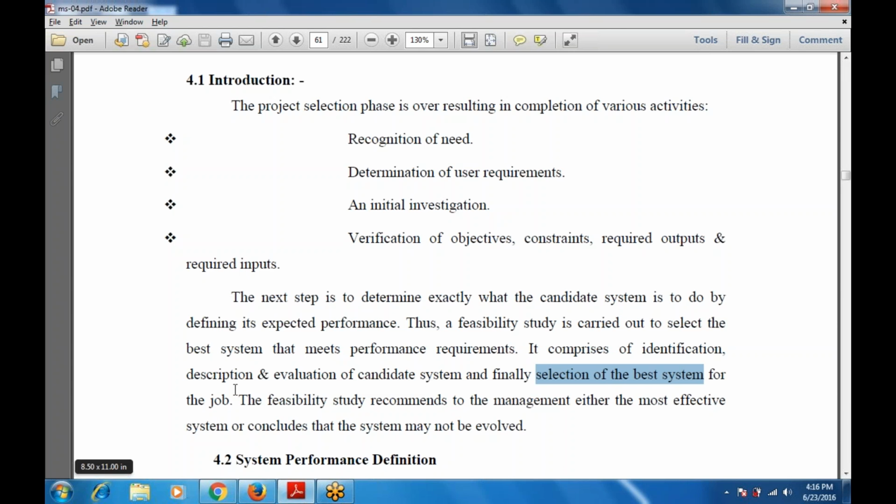And that also comprises of the identification.